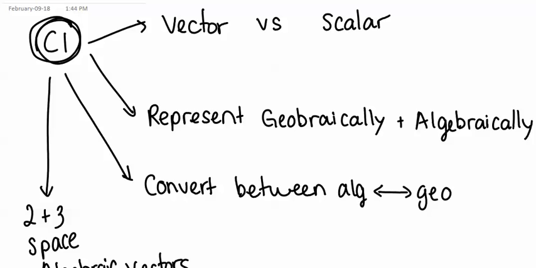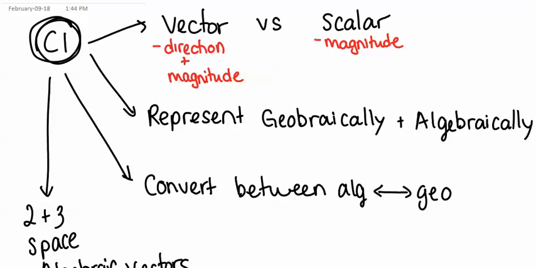The 4 things you have to do in C1 are, first, you have to be able to recognize a vector and a scalar quantity. A vector has direction and magnitude, whereas a scalar will just have a magnitude. It's going to have a length or a speed or something, but it's not going to have a direction. So if I give you a description, you should be able to say that's a vector because, or that's a scalar because.